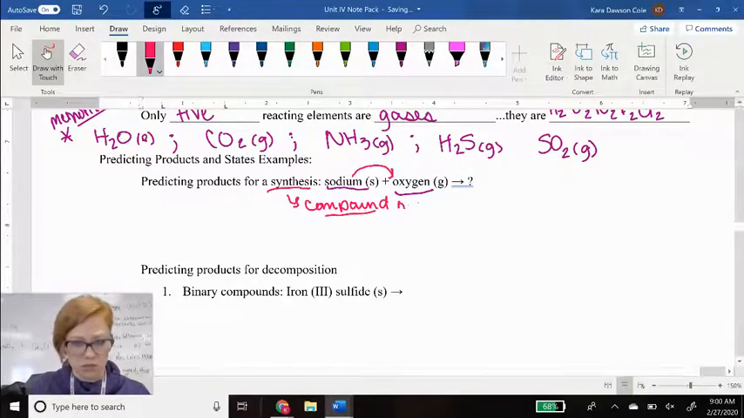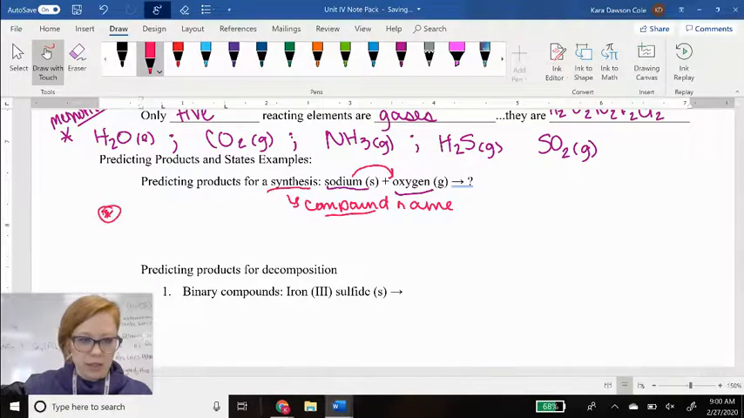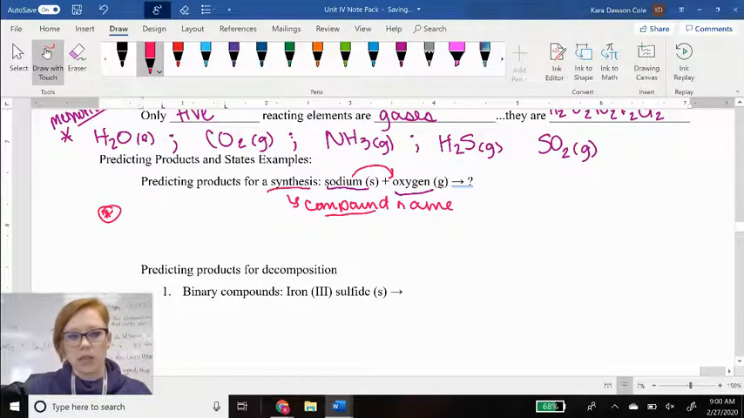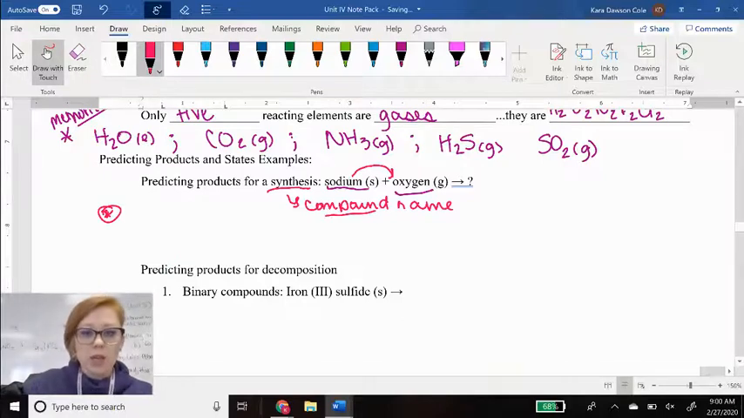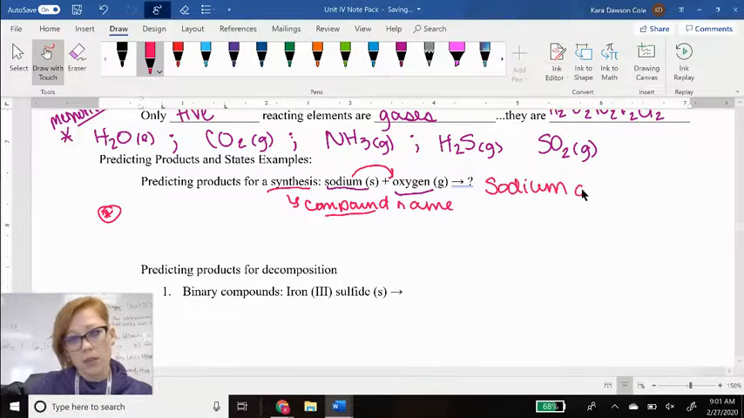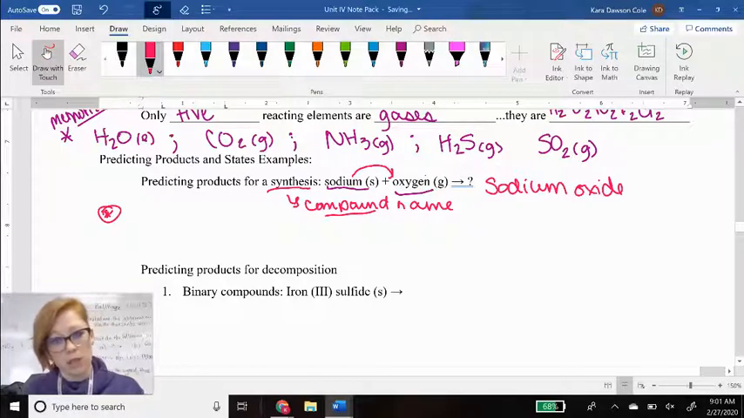Name is all you're really doing here. Now, I'm not going to write the balanced chemical equations out. If you want to get some extra credit points, you can do those, giving me the balanced chemical equations. Okay. So if I put sodium with oxygen, I'm going to have sodium oxide, because that's a compound that forms between sodium and oxygen.